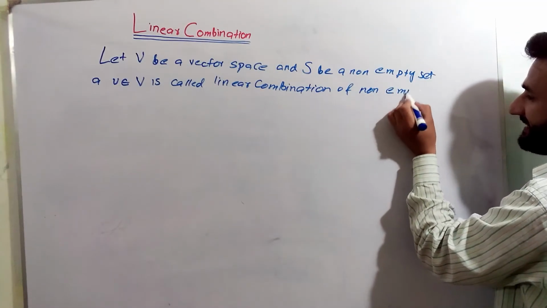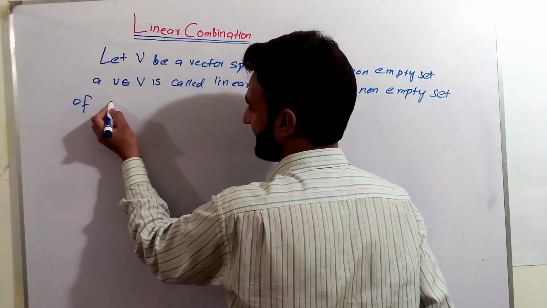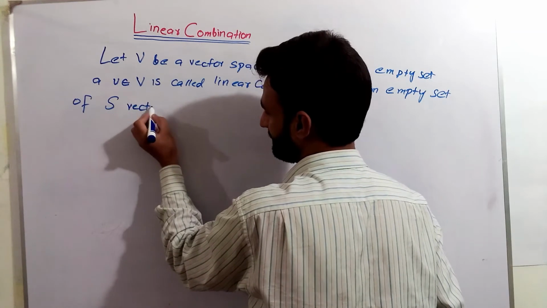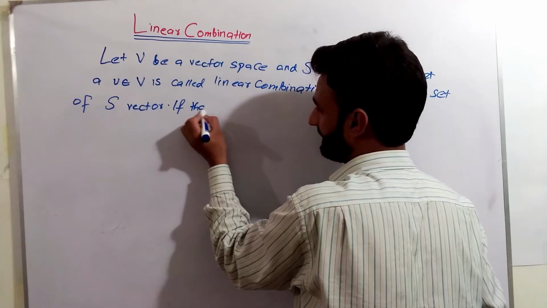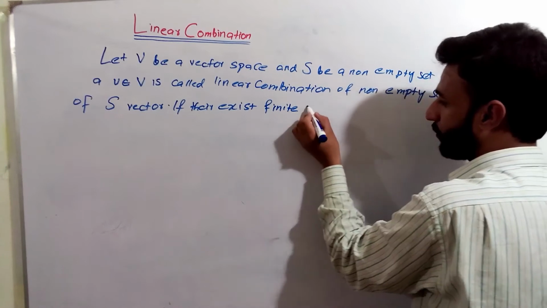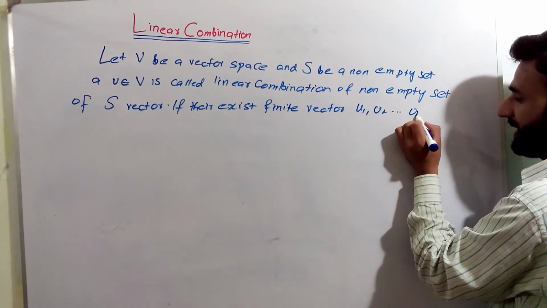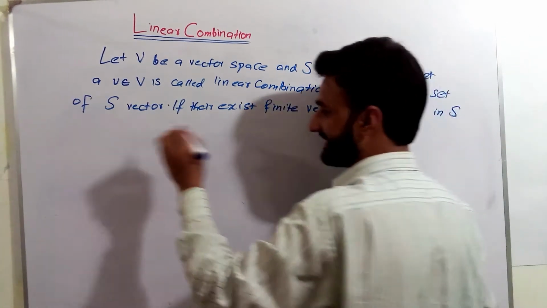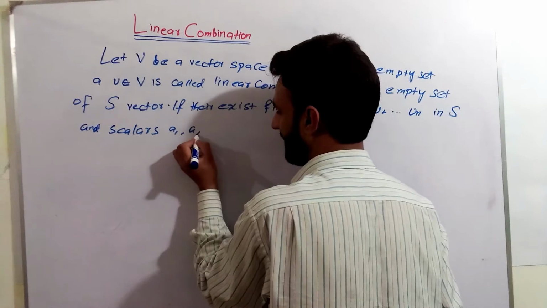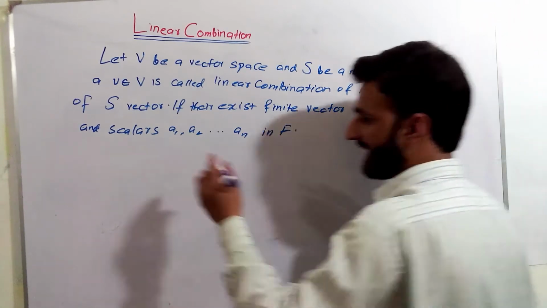a non-empty set S of finite vectors if there exist finite vectors, that is u1, u2 to un in S, and scalars a1, a2 to an in the field, then it can be written as.